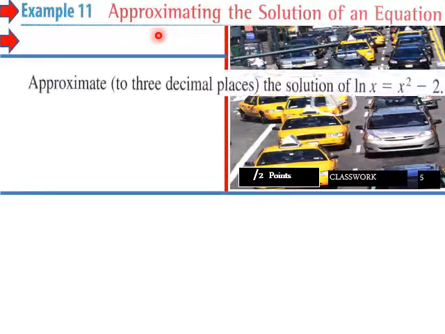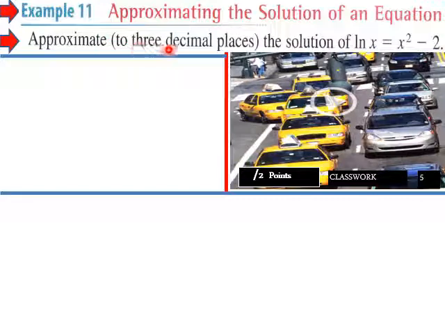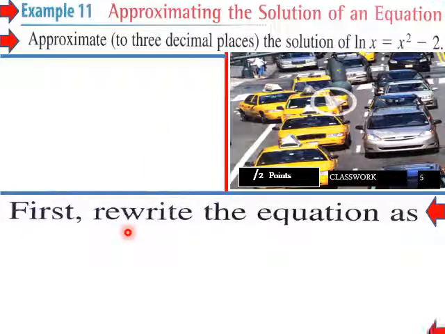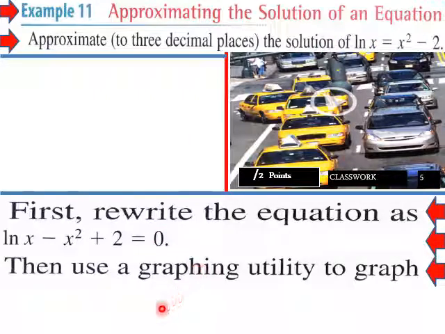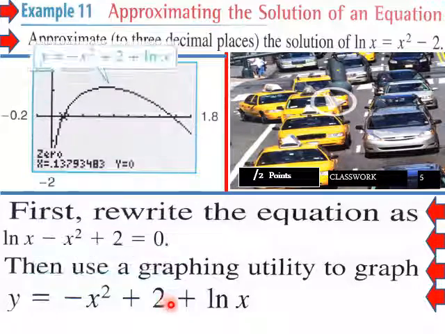So, approximating the solution of an equation. Approximate to 3 decimal places the solution of natural log x equals x squared minus 2. First, we write the equation like so: natural log x minus x squared plus 2. We bring our x squared and 2 over, and then make it equal to 0. Then use the graphing utility to graph it. So here is the graph of this.